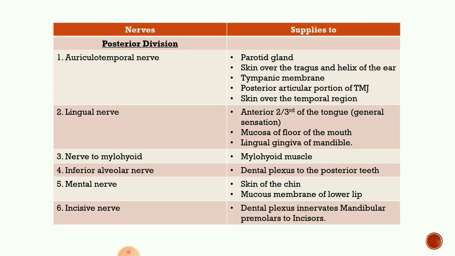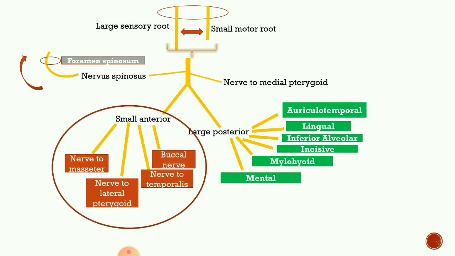So on exiting from the mental foramen, it gives off the mental nerve, which supplies skin of the chin and mucous membrane of the lower lip. And there is a branch which continues through the canal, which is the incisive nerve, which supplies dental plexus and innervates mandibular premolars to mandibular incisors. So let's revise all the branches once.